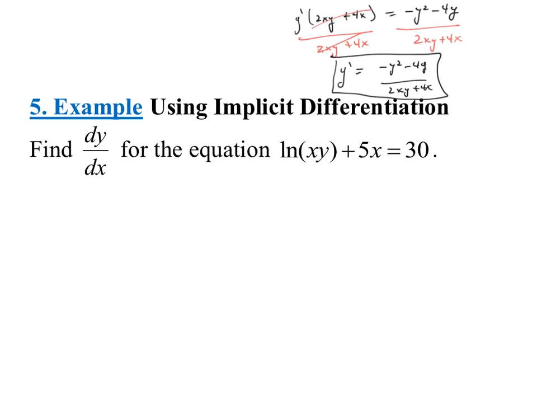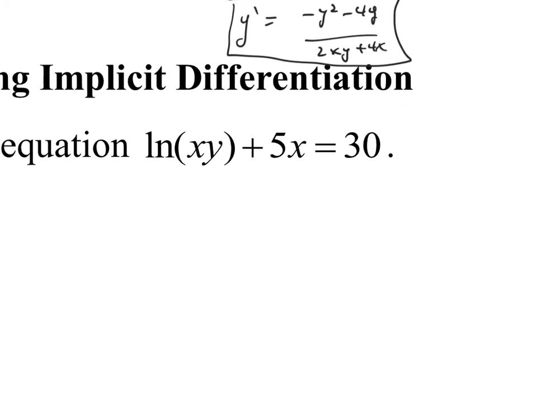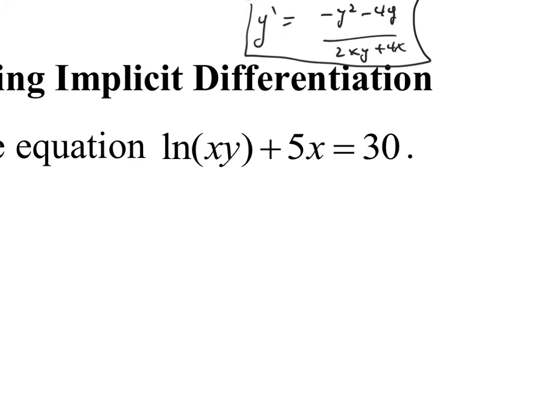Find dy dx for the equation natural log of xy plus 5x equals 30. Again, what we are doing is we're finding the derivative with respect to x of both sides of this equation. Because they're equal, their derivatives have to be equal. So let's do this part by part.